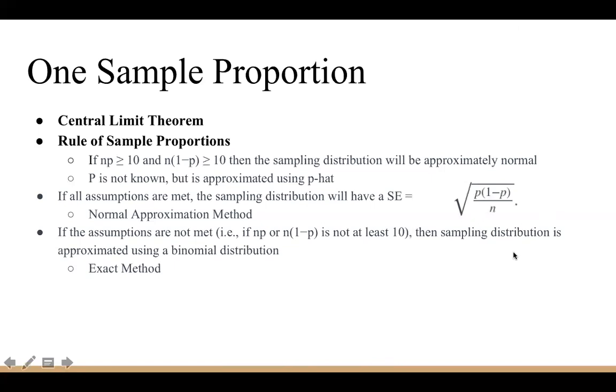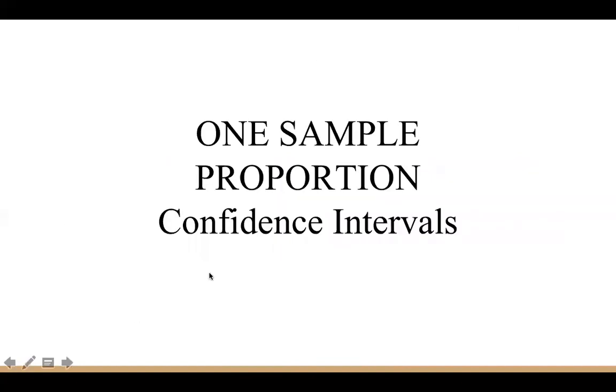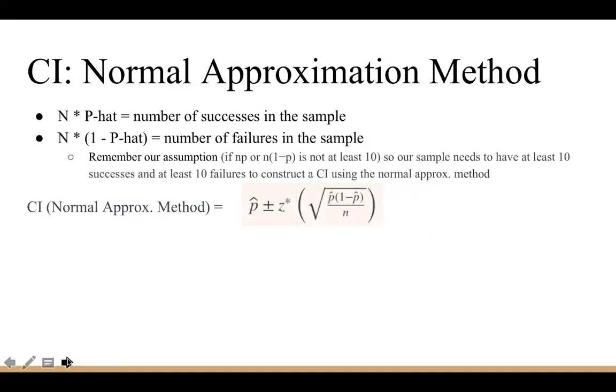That's what we're given. So if all of our assumptions are met, our sampling distribution will have a standard error equal to the square root of p times 1 minus p over n. And when our assumptions are met, we use the normal approximation method. And if our assumptions are not met, we will use the exact method. So we're going to start with confidence intervals for one sample proportion, and then, of course, do hypothesis tests after.